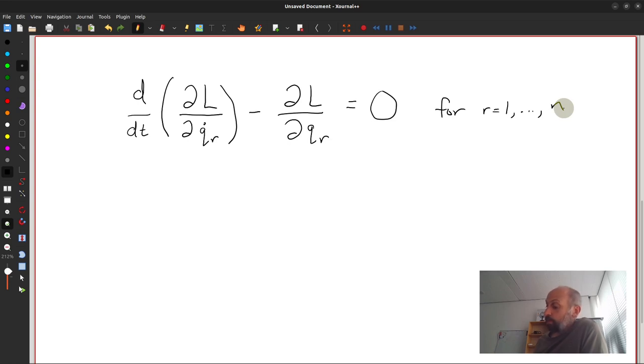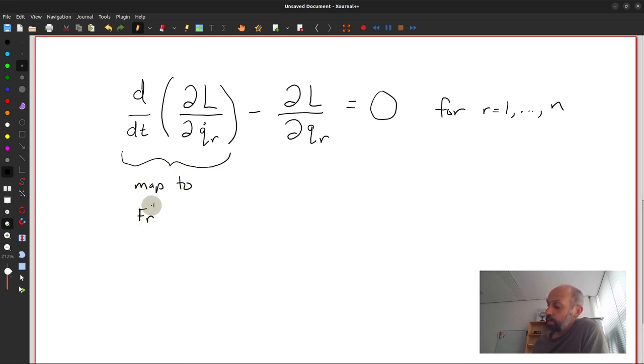Right? So this is the same result we've gotten from Kane's equations and Newton-Euler equations. If we can properly form L, and then we can take these derivatives, we get the equations of motion, in this case, for a conservative system. So I've left this zero for now. You may have non-conservative forces that appear here, but I'll leave that to the book for you to read a bit more about.